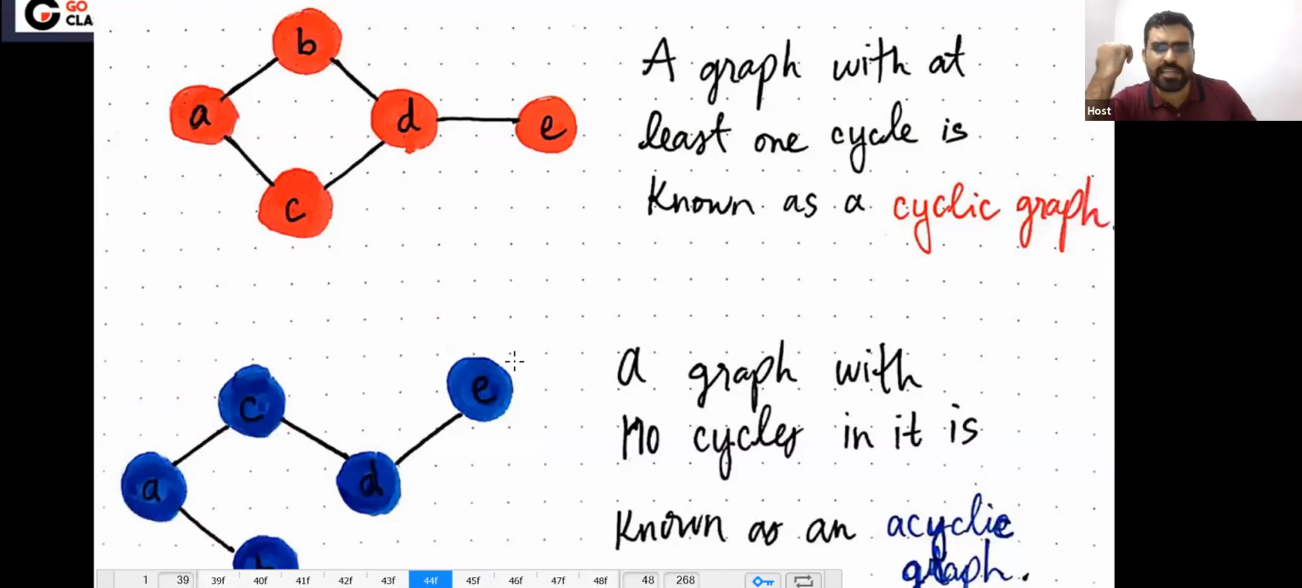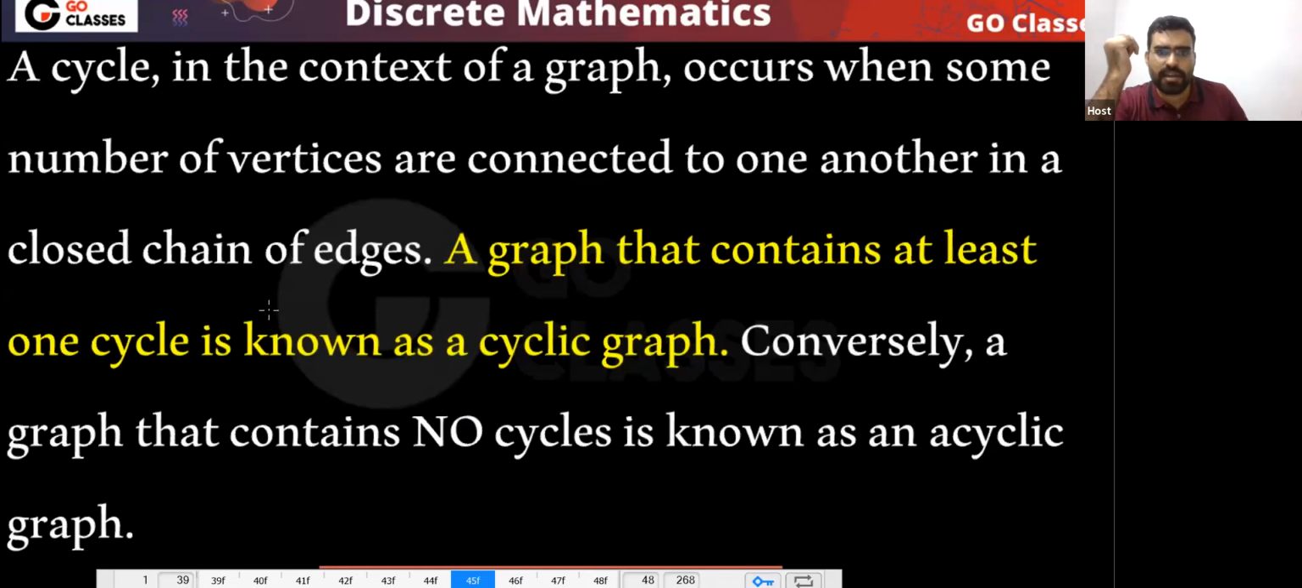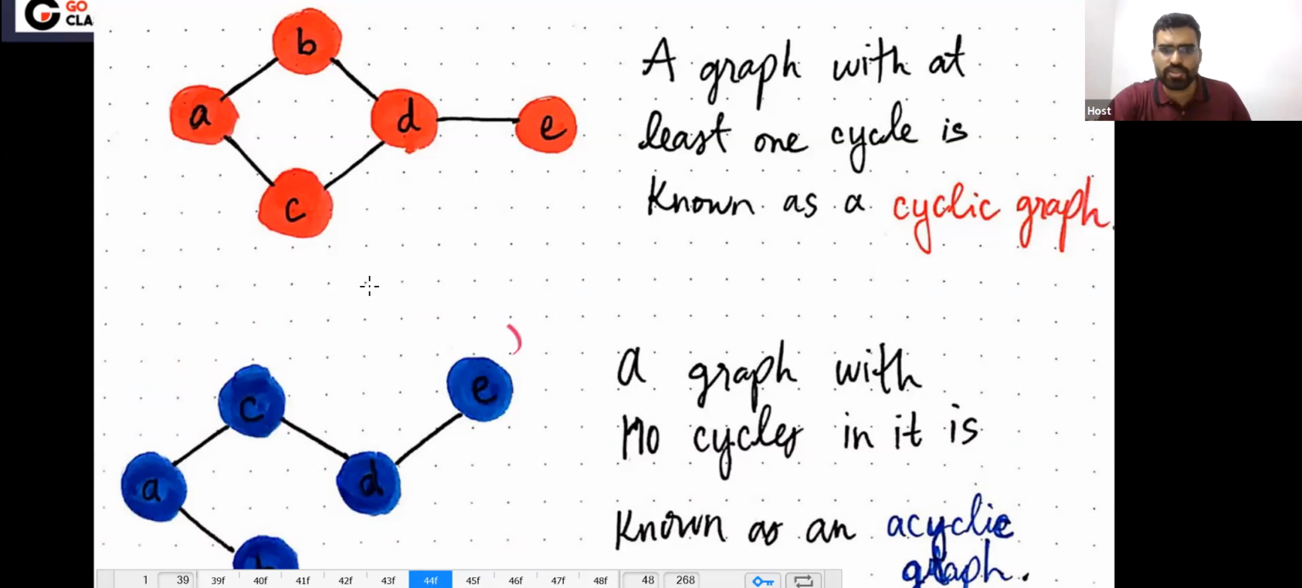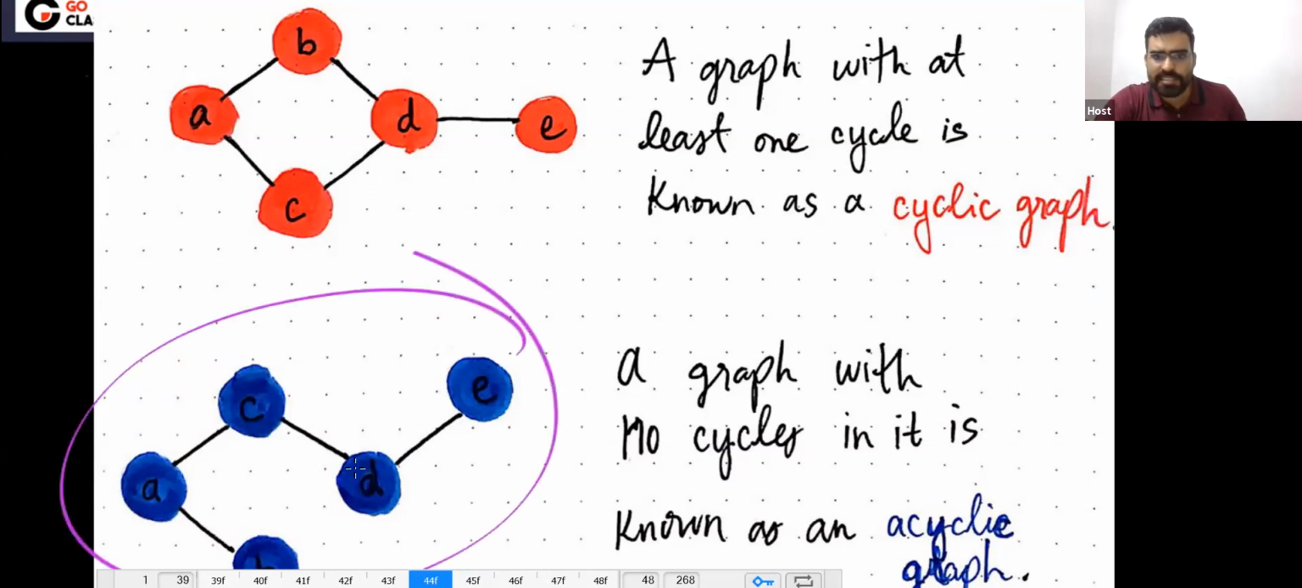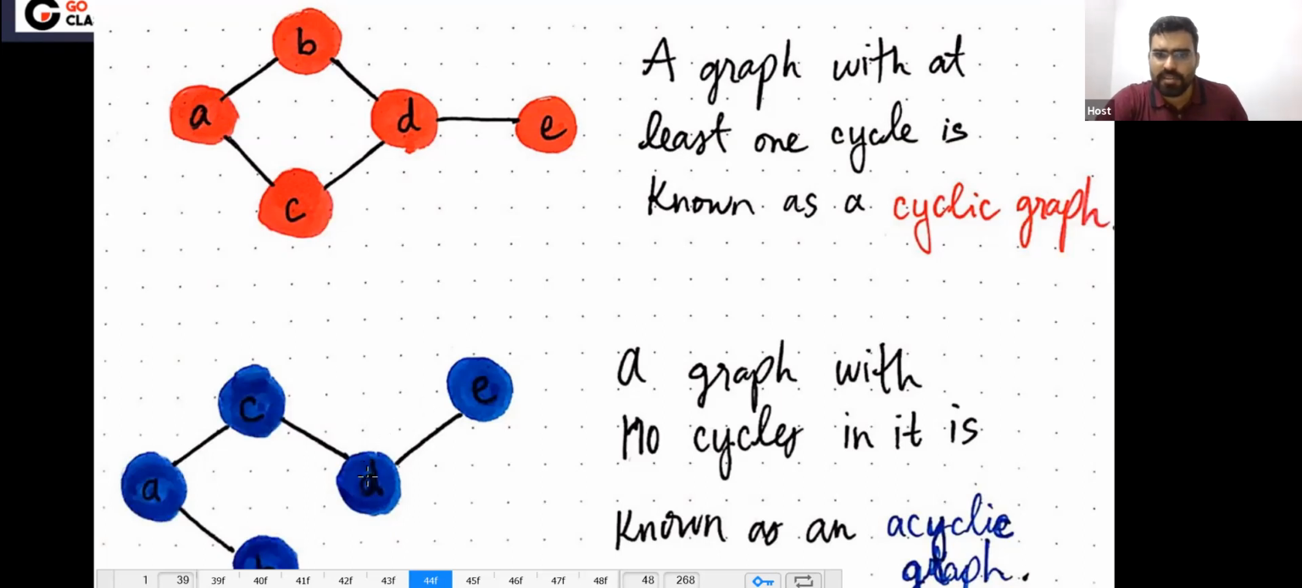Please tell me why there is no cycle here. How can you say there is no cycle here? Because if I start at some vertex, can I come back to it by some trail without repeating edges? I cannot come back, right? But in this other graph, where should I start so that I can come back without repeating edges? I can start here. Without repeating edges, I can come back.